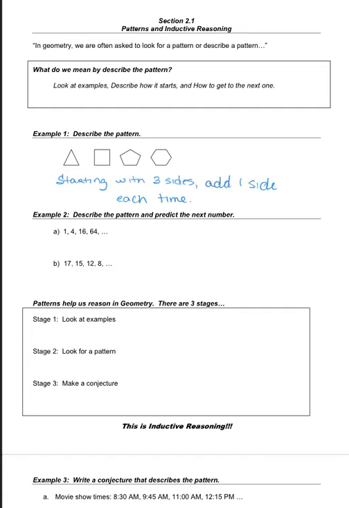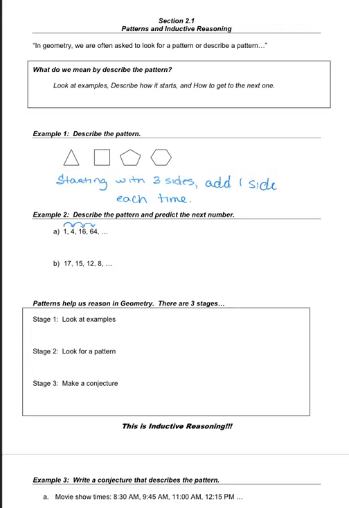Now look at example 2. It says describe the pattern and predict the next number. So this has 2 parts. We're going to do what we did in example 1, and then we're going to predict the next one. So what we have to decide is what is it taking us to go from 1 to 4, from 4 to 16, from 16 to 64. The numbers are increasing. That means we're either adding or we're multiplying.